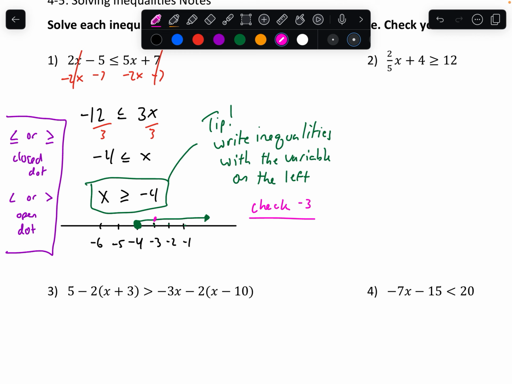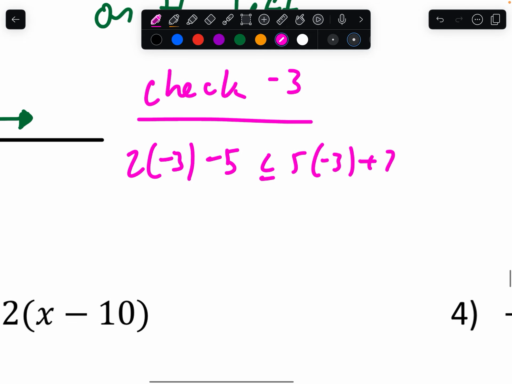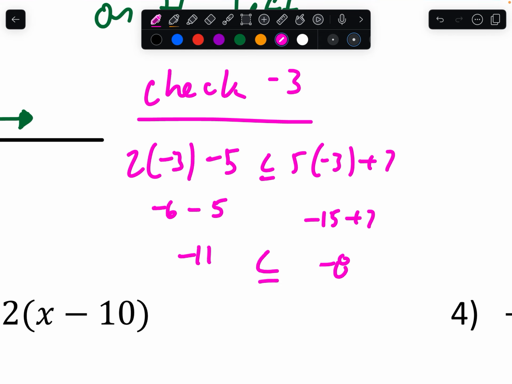So go back to the original problem. 2 times negative 3 minus 5 less than or equal to 5 times negative 3 plus 7. You're not going to move anything across the inequality sign there. Simplifying each side, we got negative 6 minus 5, which is negative 11. And here we have negative 15 plus 7, which is negative 8. And negative 11 is less than negative 8, so it checks. Okay.